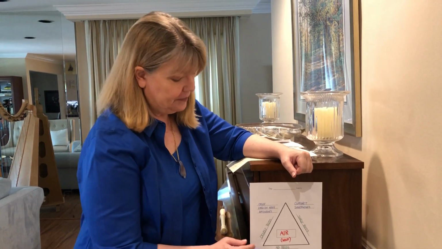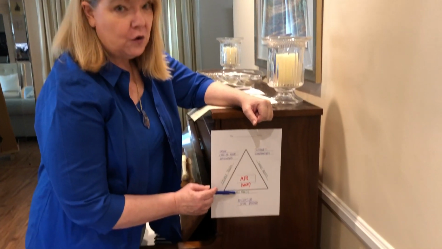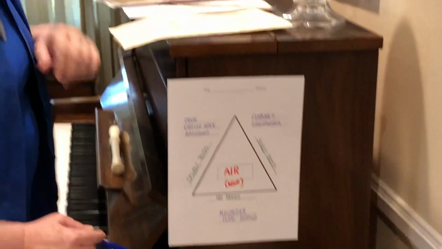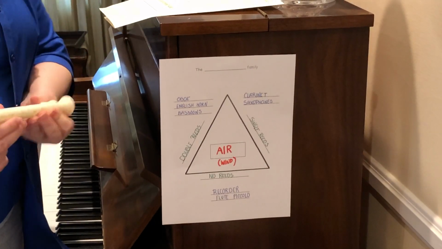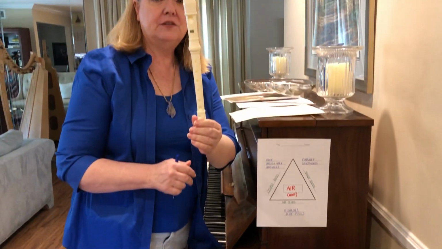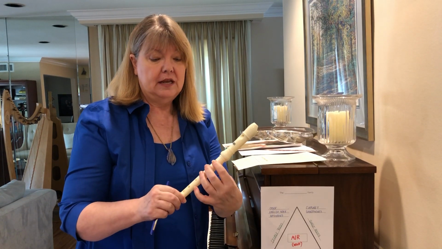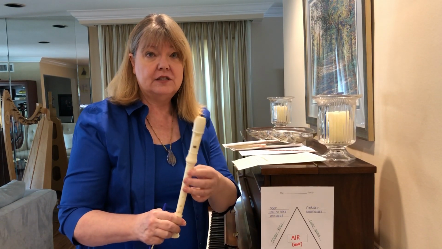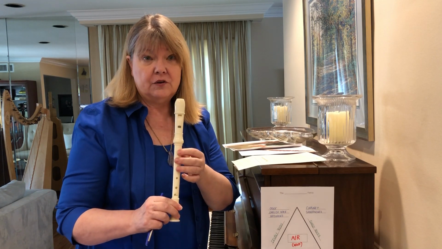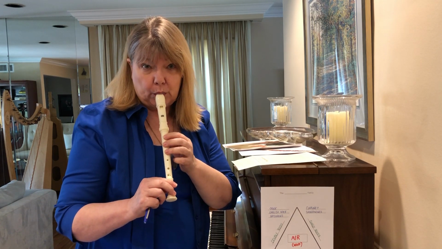The first type are the ones with no reeds, like this recorder. You simply have to blow into it. It's a tube, it has holes, and if you want to change the sound, you uncover or cover the holes.